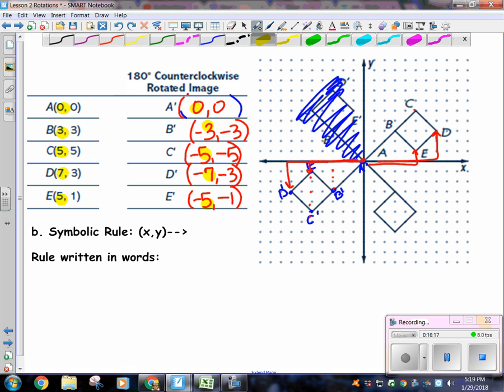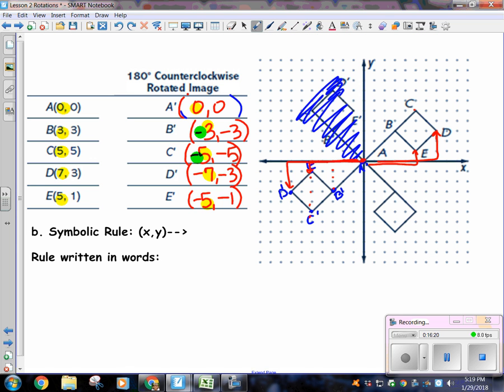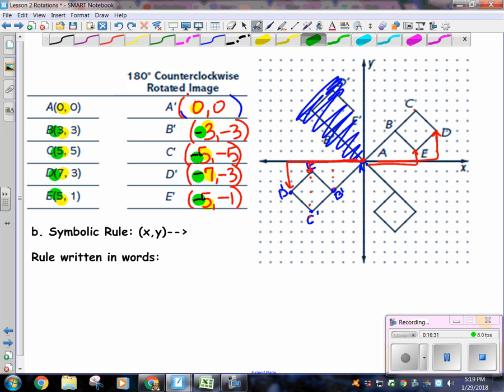Now, they did actually change to what? Negative, negative, negative, negative, where this was all positive, positive, positive, positive. So the numbers actually stayed, but the signs changed. Did you see that? All right, let's look at the other column.